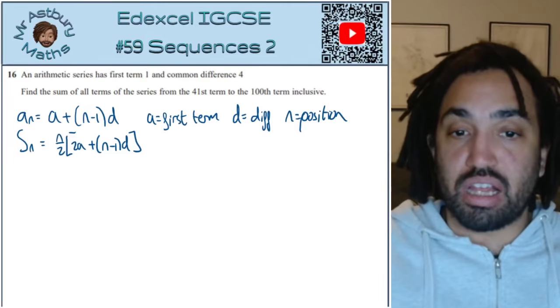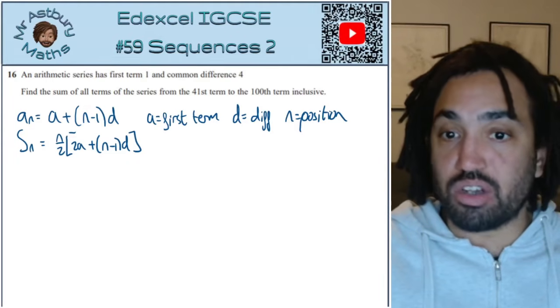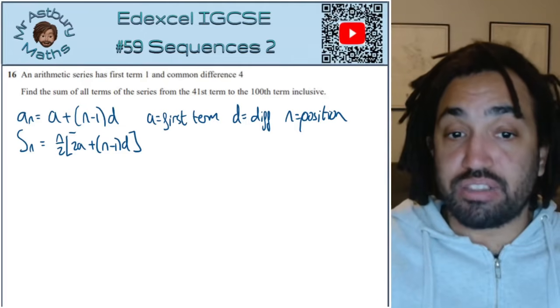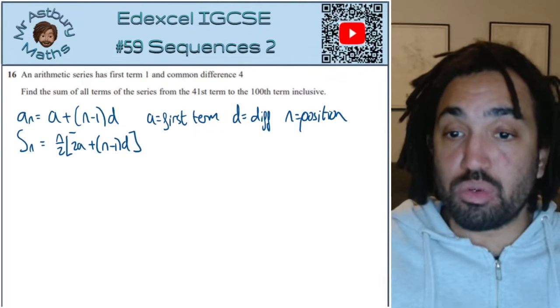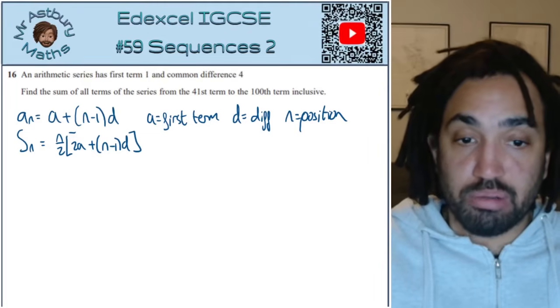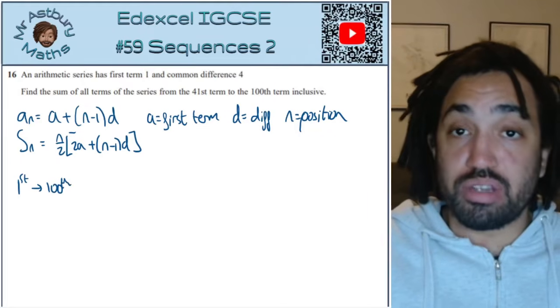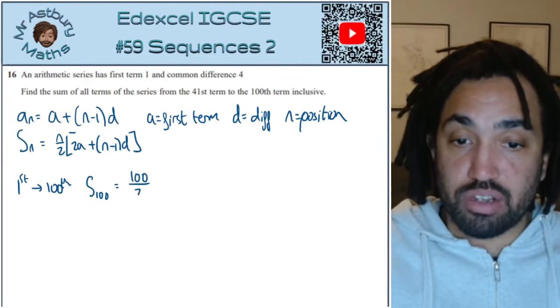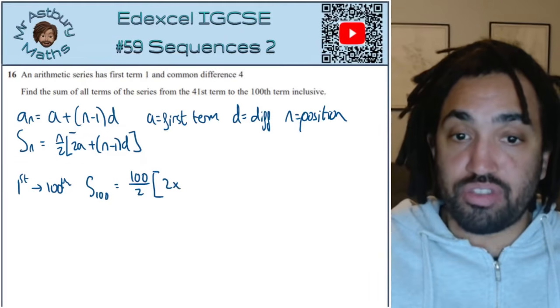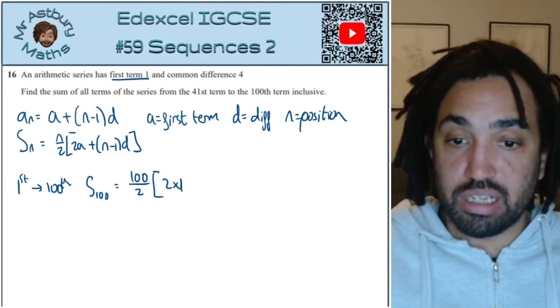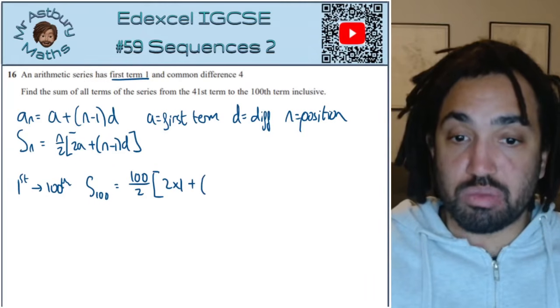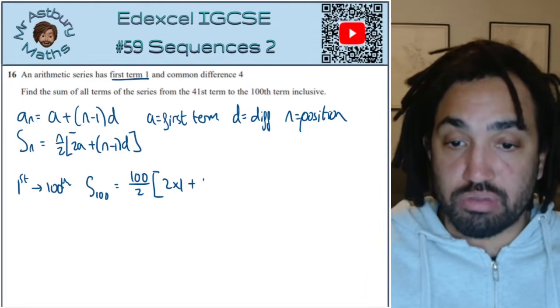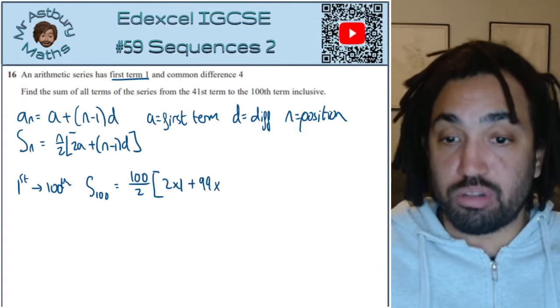So this one says the first term is 1, great, we know a, and the common difference is 4, great. It says find the sum of the terms from the 41st to the 100th. Okay, so what I'm going to do is find from the first term all the way up to the 100th term. I'm going to do that by setting n equal to 100. So I'm going to find the summation up to 100, and that's going to be 100 for n over 2, 2 times the first term, which we're told is 1, plus n minus 1, which is 100 minus 1, so 99, multiplied by the common difference 4.